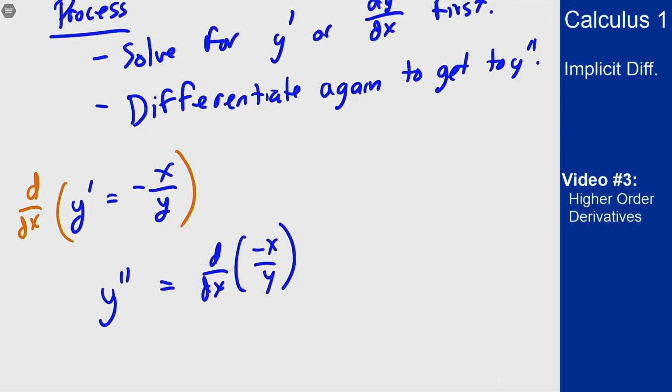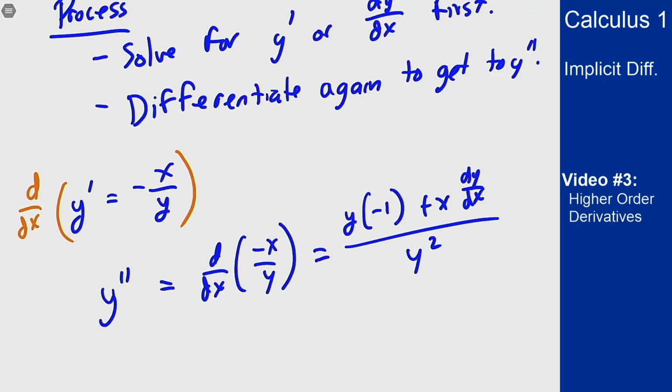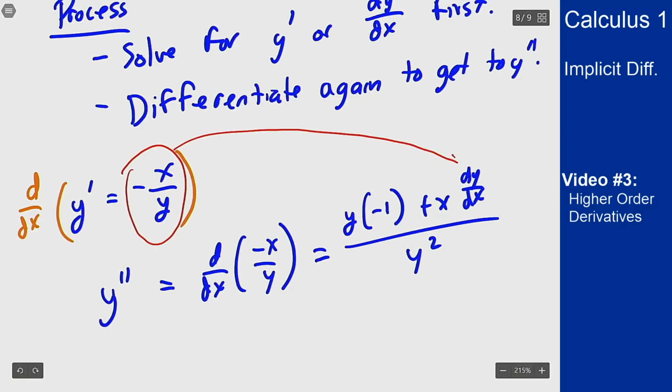Well, that's a quotient rule because x and y are both functions here. So by the quotient rule, I will get low d high, the derivative of negative x is negative 1, minus high, which is negative x, d low, dy dx, over y squared. But now, what is dy dx? Well, I need to bring this equation back in here to actually see what's going on. So I can now plug my formula for the derivative into the second derivative. This is going to be a common theme for these problems, that you will need the first derivative formula at the end to evaluate the second derivative.